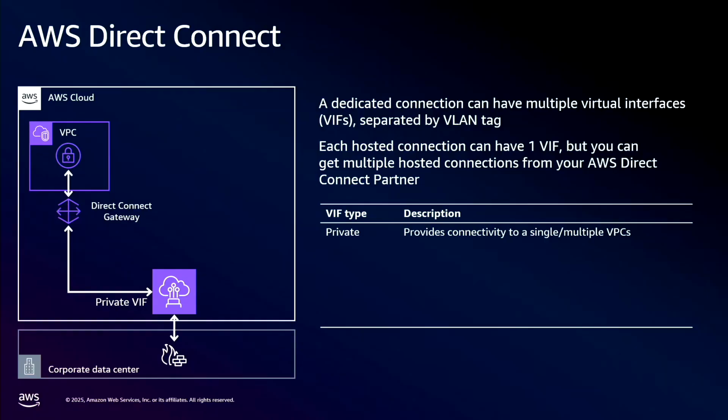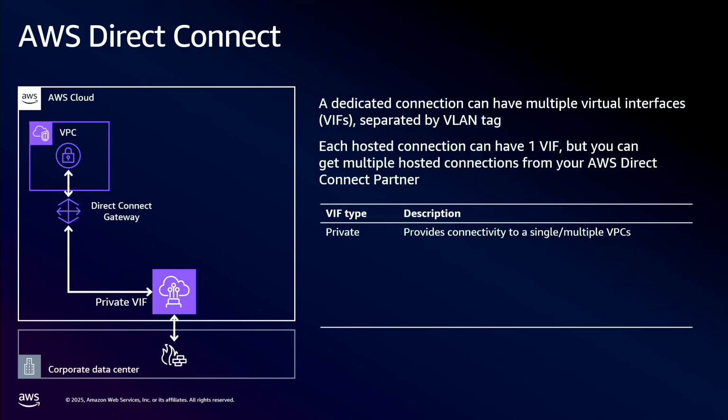That logical piece is the combination of a layer 2 VLAN and some IP addressing for the BGP peering and the network address translation exchange. And that logical piece is deployed against the virtual interface. There are three types of interface on Direct Connect. The first is a private VIF.